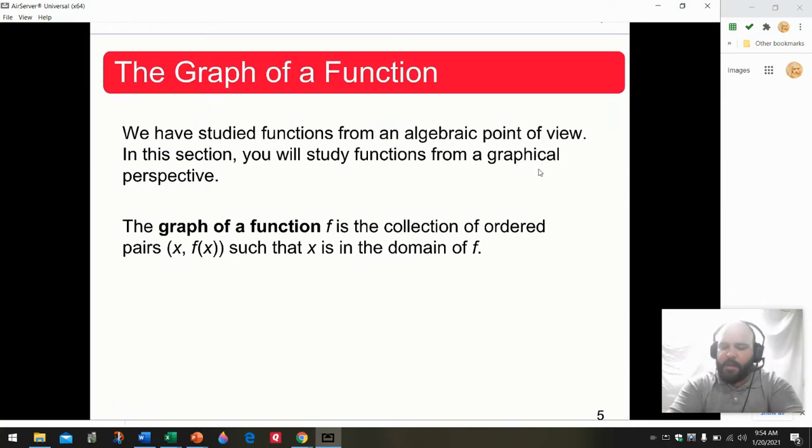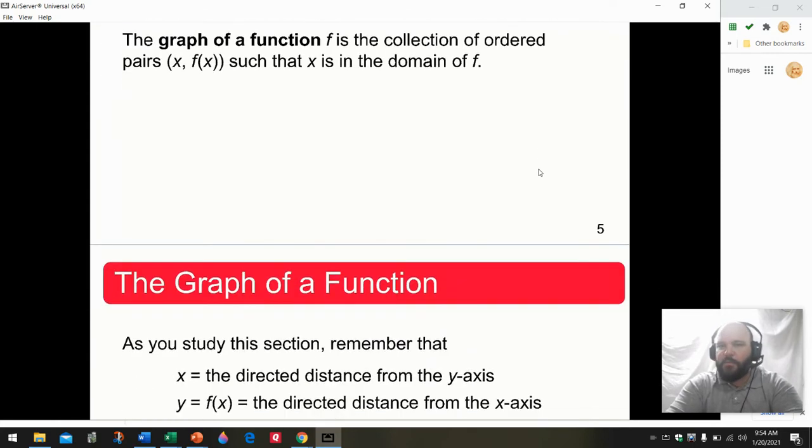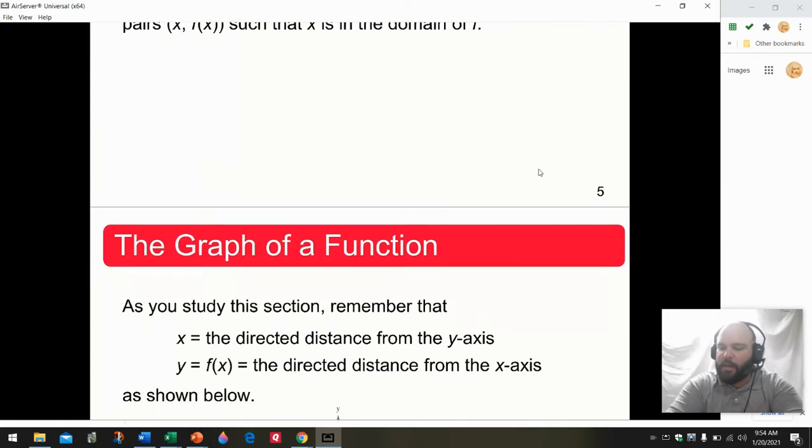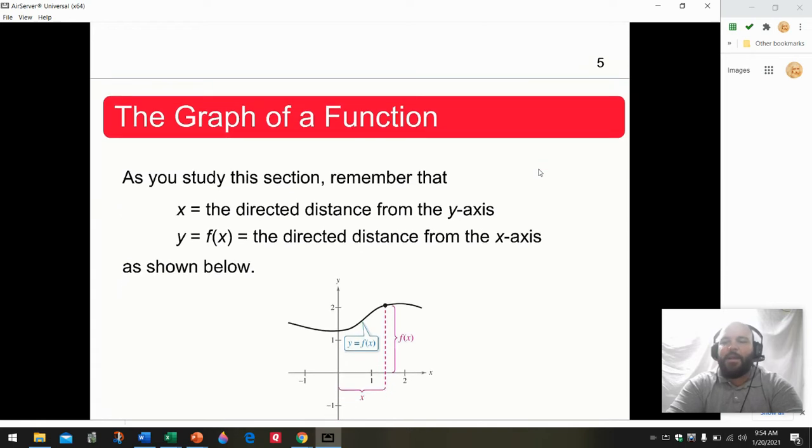So the first thing we need to talk about is the graph of a function. So we've studied functions from an algebraic point of view. In this particular section, we're going to study functions from a graphical perspective. And the graph of a function f is simply the collection of ordered pairs x and then f of x such that x is in the domain of f. So you saw in the last section we began to talk about this concept of domain and what numbers it is appropriate to substitute into the function.